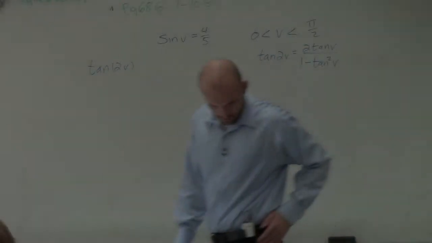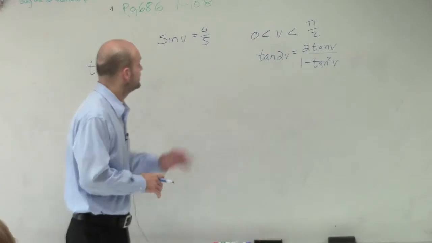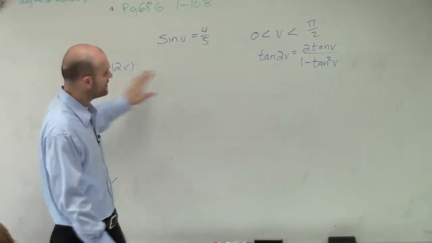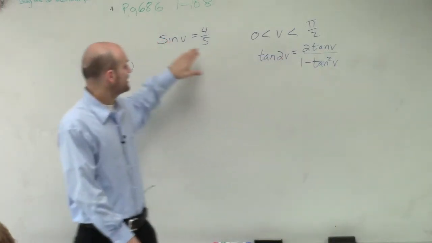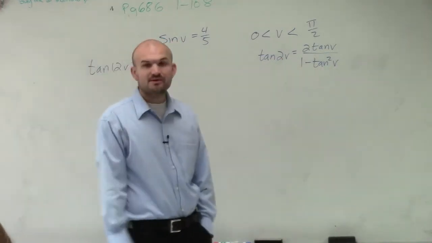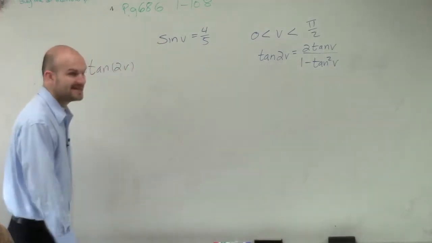OK, so what I'd like to do for this problem is show you guys how to remember how to find our tangent of 2v when we have the formula over here. But what we're given is sine of v equals 4 over 5, where v has to be greater than 0 but less than pi halves.